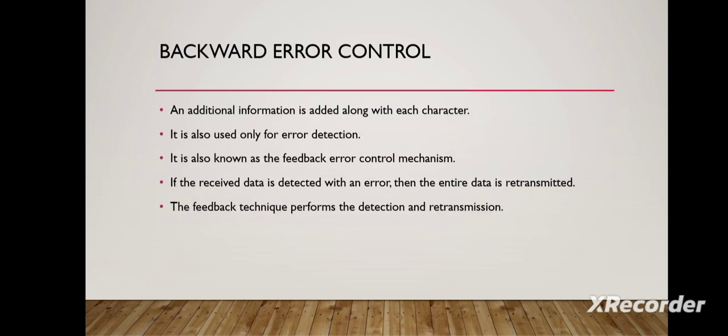Backward error control mechanism. In this mechanism, additional information is added along with each character. It is also used only for error detection, and it is also called the feedback error control mechanism. When the receiver detects the data with an error, then the entire data should be retransmitted.